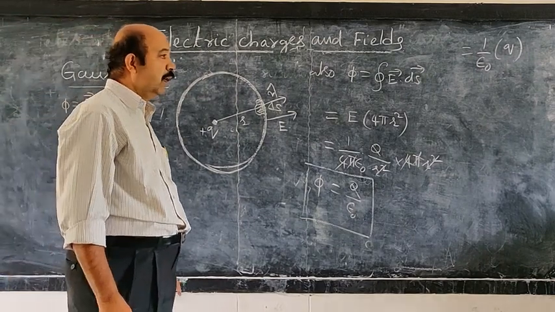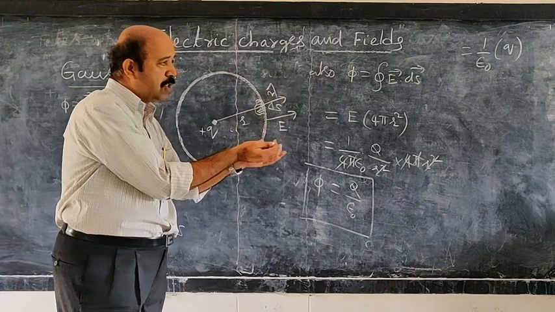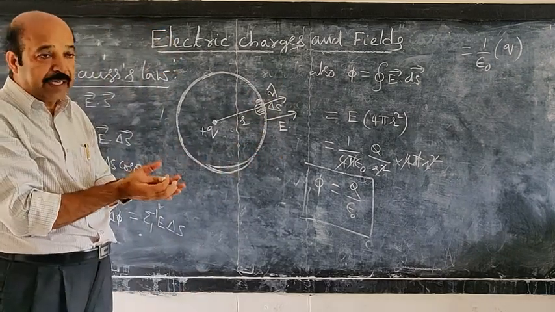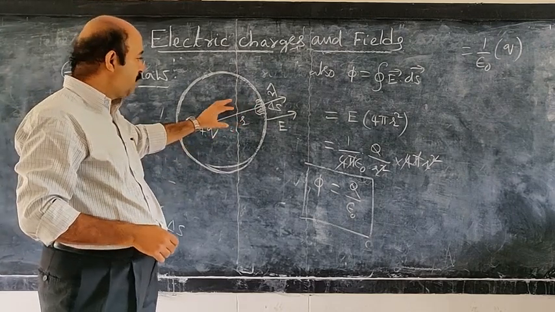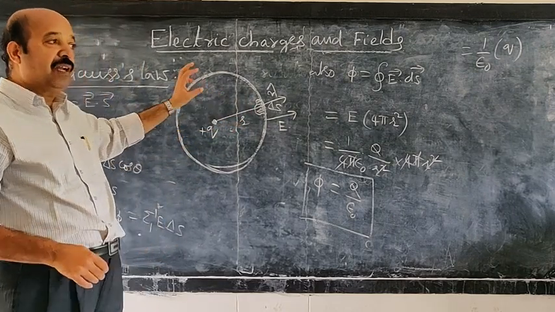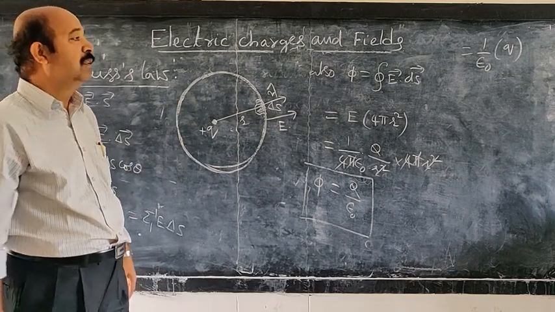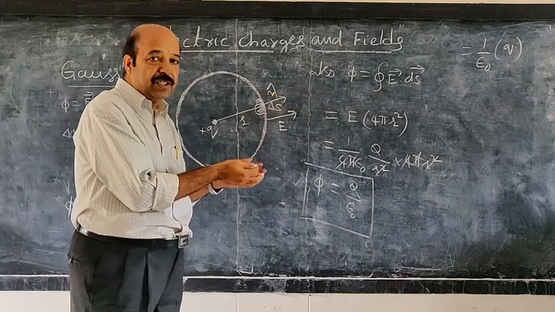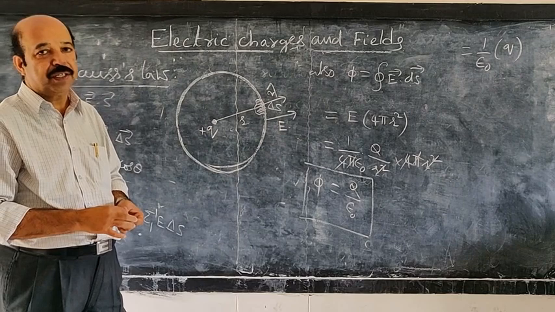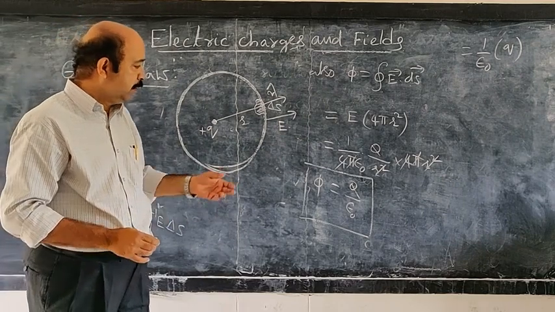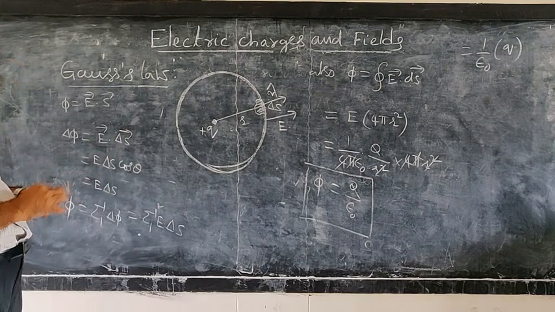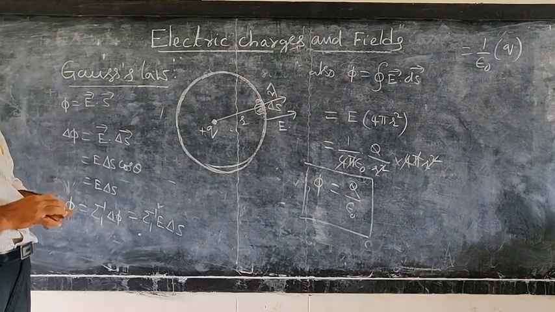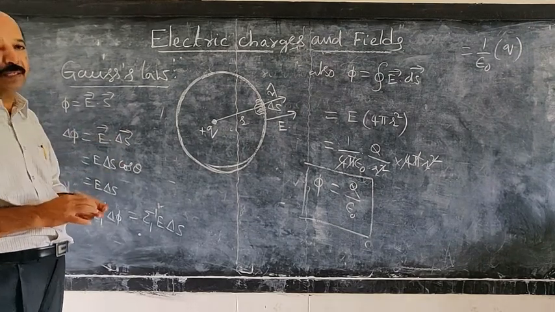Now you have to take all the charges, whether they are positive or negative, enclosed in the surface. If there are positive charges, take a positive sign. If there are negative charges, you have to take a negative sign. So you have to take the net charge inside the Gaussian surface, and this is how we can explain Gauss's law.